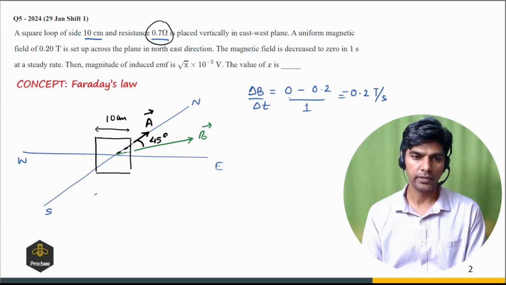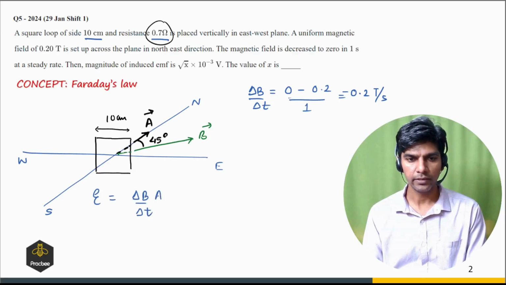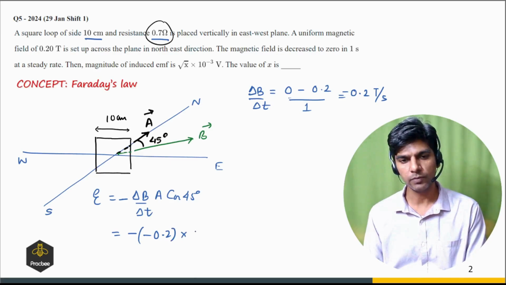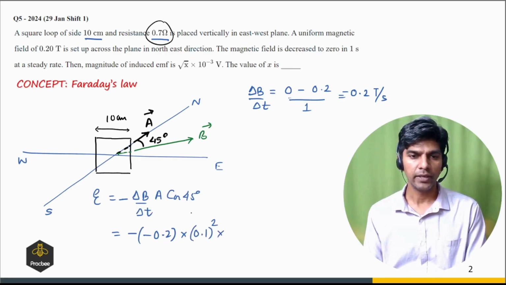So we can say induced EMF will be, in this case, ΔB by Δt times the area times cos 45 degree with a negative sign. So minus of minus 0.2. Area is 10 square centimeters, so it will be 0.1 squared, and cos 45 will be 1 by root 2.